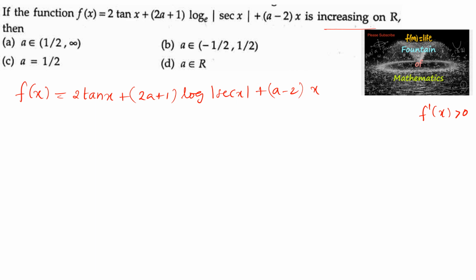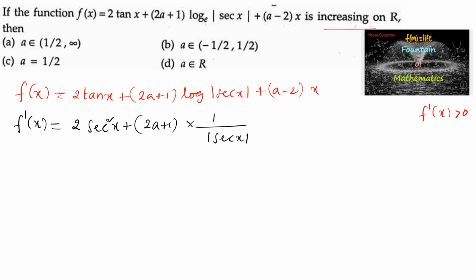Let us consider f dash of x. Differentiating with respect to x, 2 into the differentiation of tan x is secant square x, plus (2a plus 1) of log, whose differentiation is 1 upon mod secant x, and again the differentiation of mod secant x, so we can write secant x by mod of secant x into the differentiation of secant x, which is secant x tan x, plus a minus 2, is greater than 0.